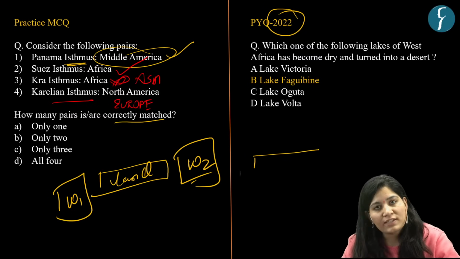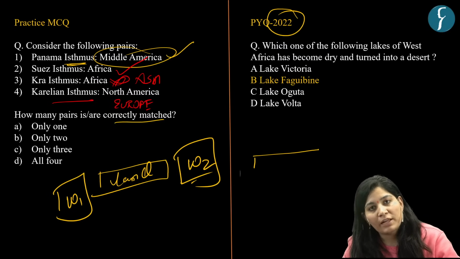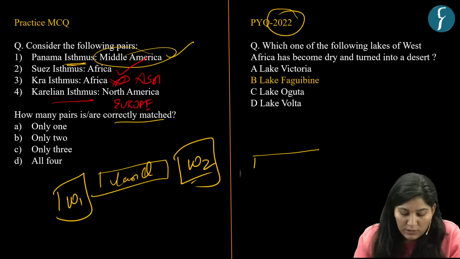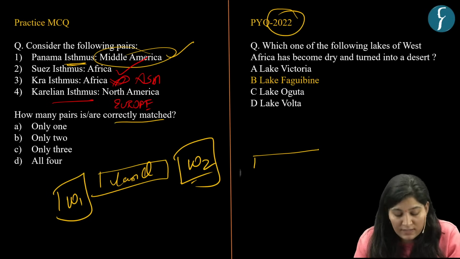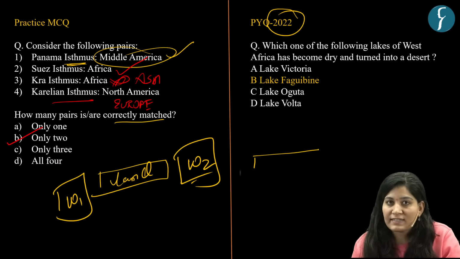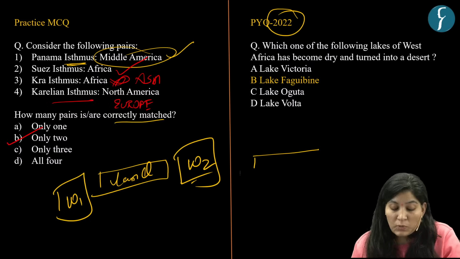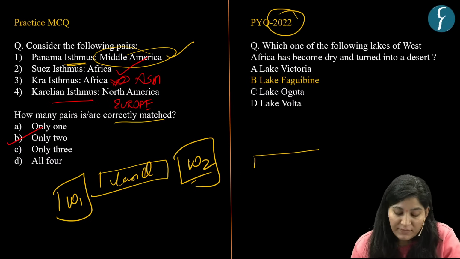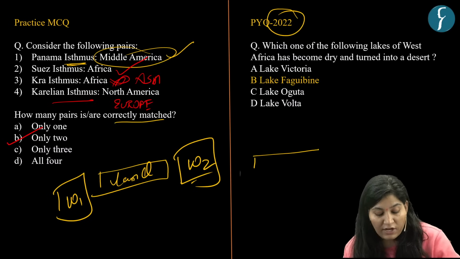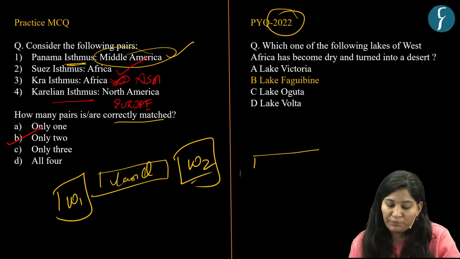Try to practice map-based questions with the help of a map, then you will remember easily. Okay. So here our answer is option B, only 2, because 2 pairs are correct. Panama Isthmus lies in Middle America. Suez Isthmus in Africa. Kra Isthmus in Southeast Asia. Karelian Isthmus in Europe. Okay.